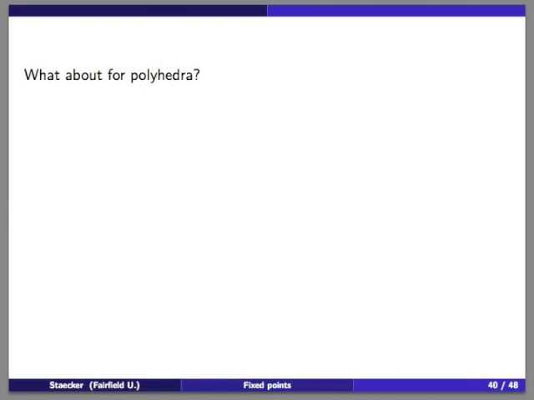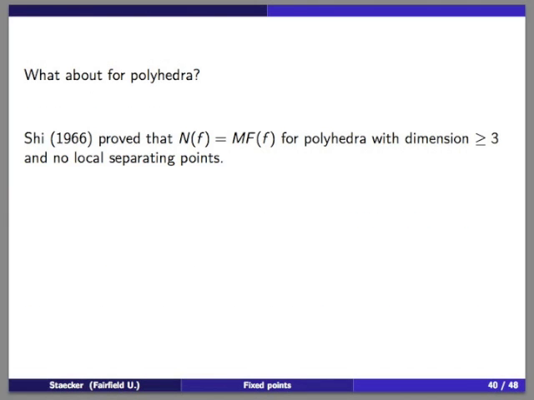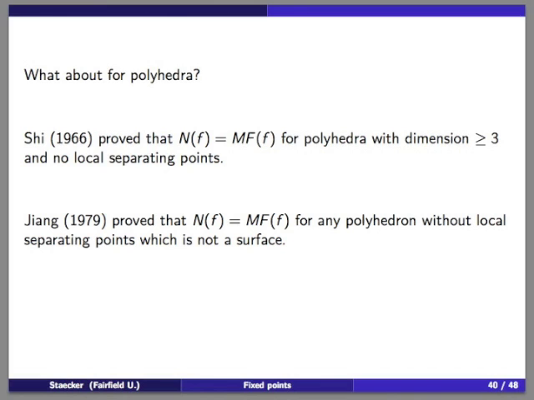What about for polyhedra? What I just said was just about manifolds. So Shi, in '66, showed that the Nielsen number and the minimum number are the same for polyhedra with dimension greater than or equal to 3, and no local separating points. That would be a point for which a neighborhood of that point is connected, but when you delete that point, it becomes disconnected.